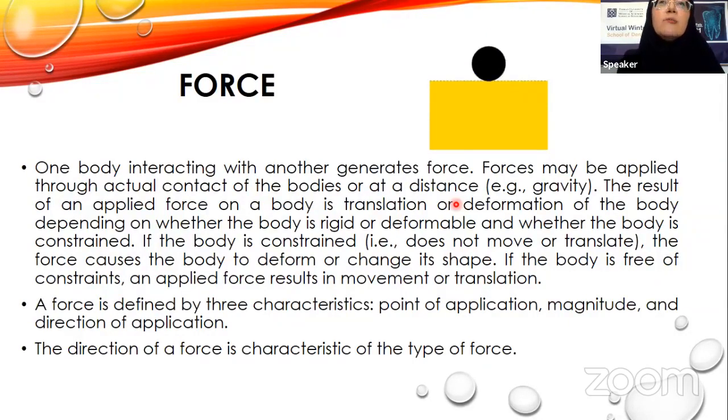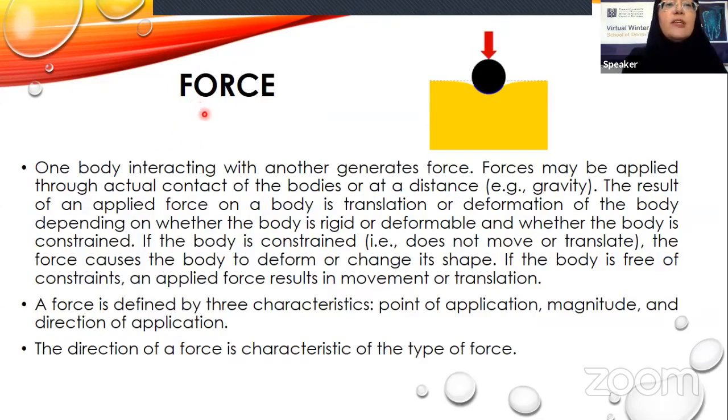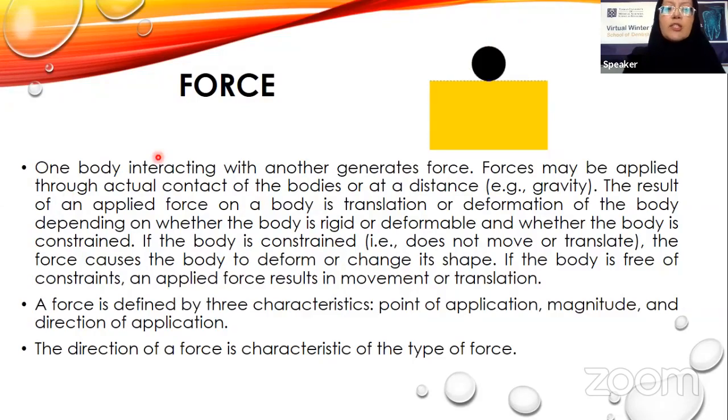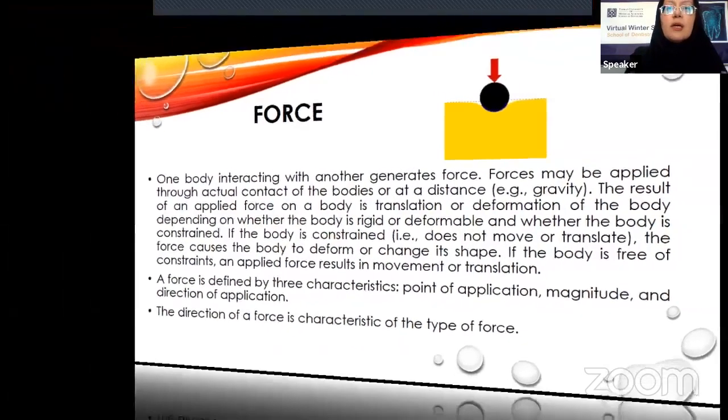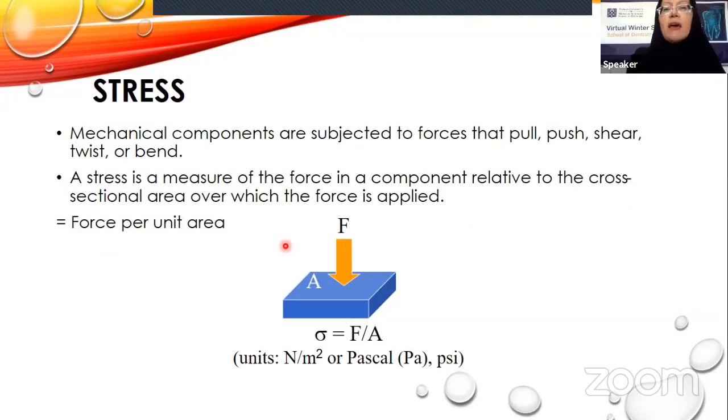Before starting talking about the different mechanical properties, I am talking about some definitions in mechanical science. The definition of force is the interaction of two bodies with each other. When one body interacts with another body, this interaction generates force. And this force over the surface area of the subject produces the stress, which is very important for us.